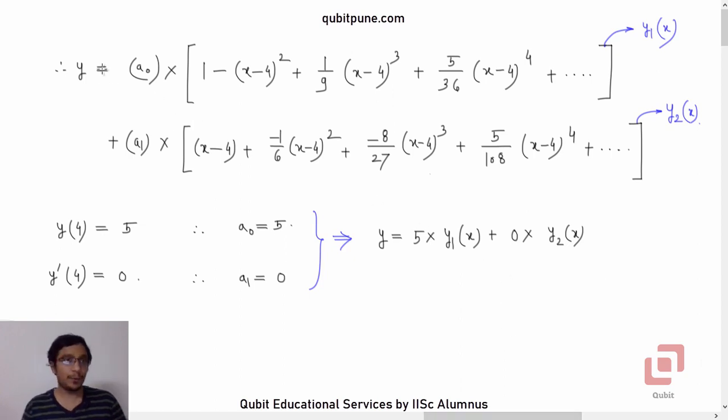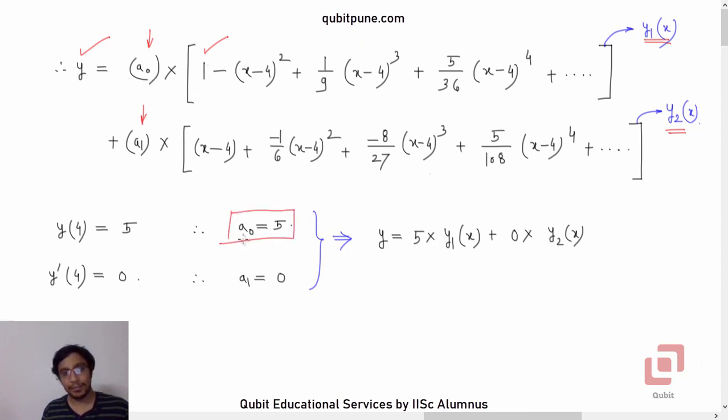Okay, so here I have produced the same solution once again. y equal to a0 into y1 of x plus a1 into y2 of x. Now by letting x be 4, this whole term y2 is going to be 0, because every term contains x minus 4, and every term in y1 of x except this term will go to 0. So we will get 5 equal to a0 into 1, implying that a0 is 5.